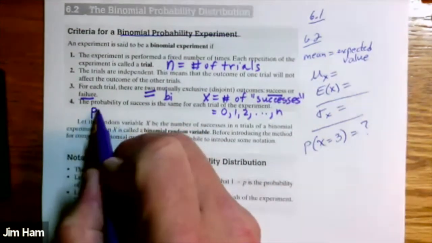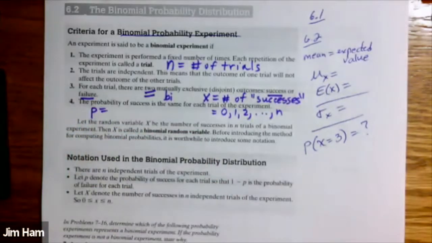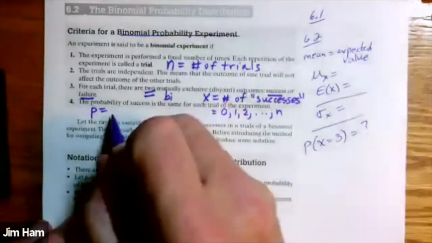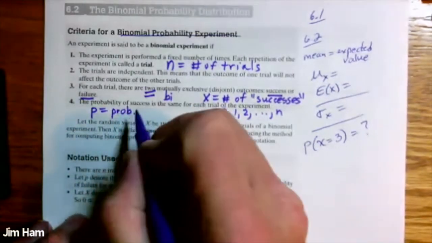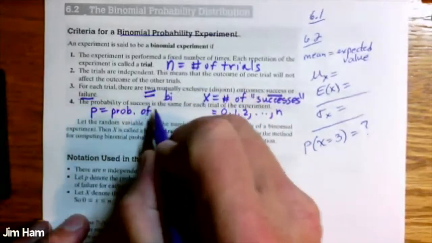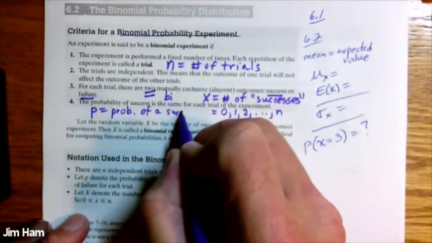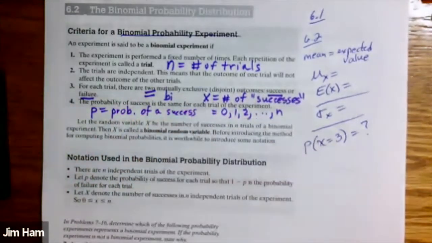And then the probability of a success is little p, and you have to be able to identify that number. In the coins example, the probability of a success on 1 trial would be 1/2. That would be the probability of getting a head.